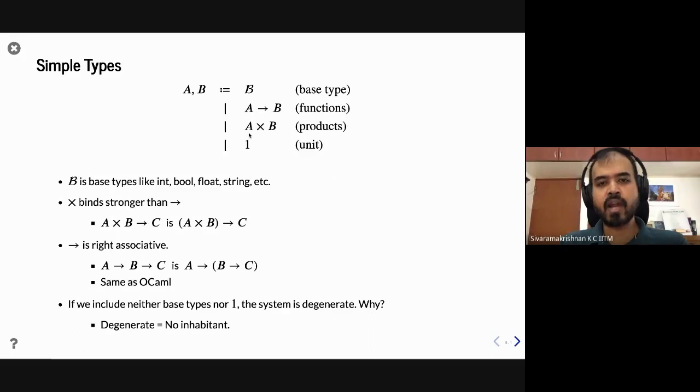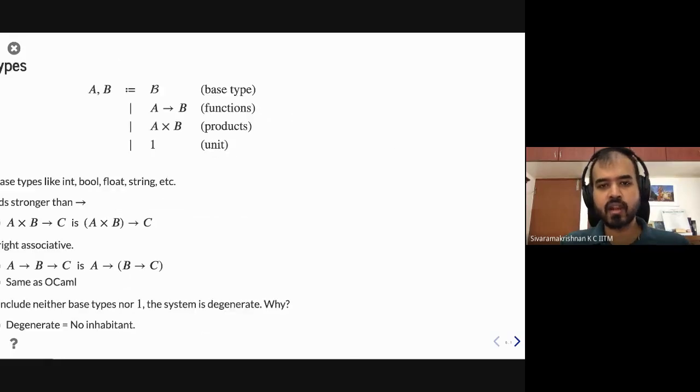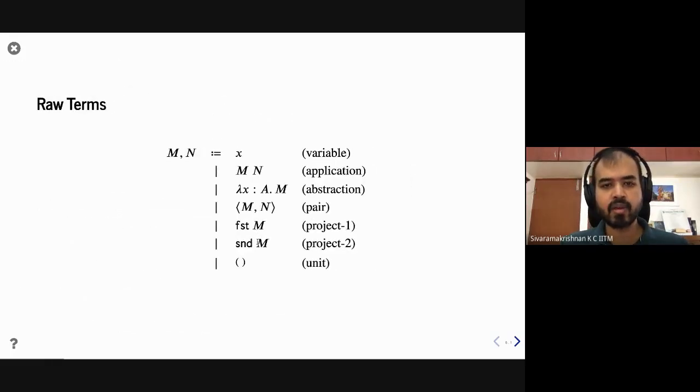Right? If I'm adding product types, I also need a way to construct product values and also destruct them, right? I want to be able to construct pairs and destruct the pairs. So there are a few more rules here, a few more terms in lambda calculus. And we also have the unit value. So let's go through one by one.